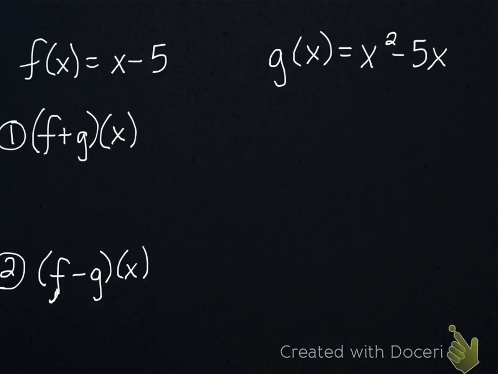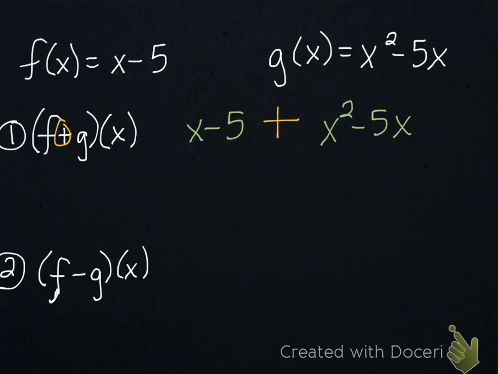So for the first 5 problems, we're given f of x and g of x. All we have to do is plug them in with the correct operation. So f of x is x minus 5. G of x is x squared minus 5x. What are we doing in the first problem? We're going to add. So we're adding those two together.